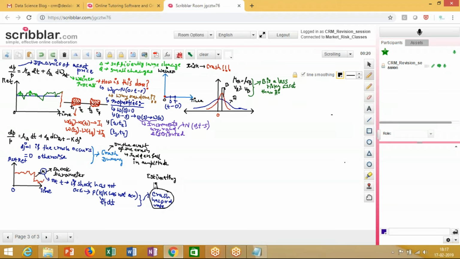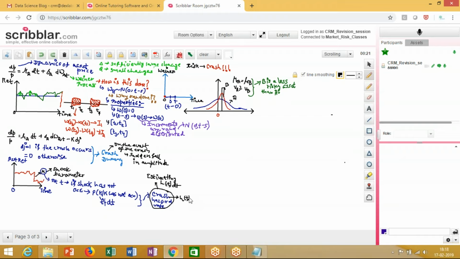Estimating this rate. Let's call this hazard rate HT. And since it happens over a period of time, it is HT dt. So this HT is nothing but your crash hazard rate. Now if I can identify those factors which will help me estimate or identify this crash hazard rate, that is the core. So that would be my model.